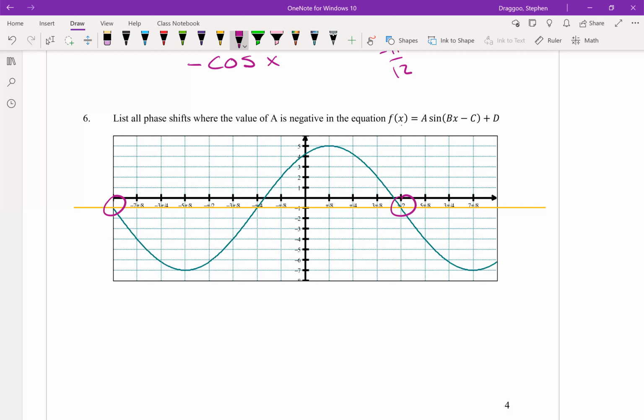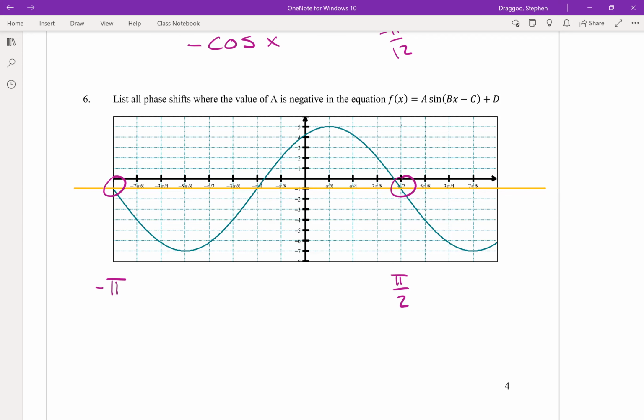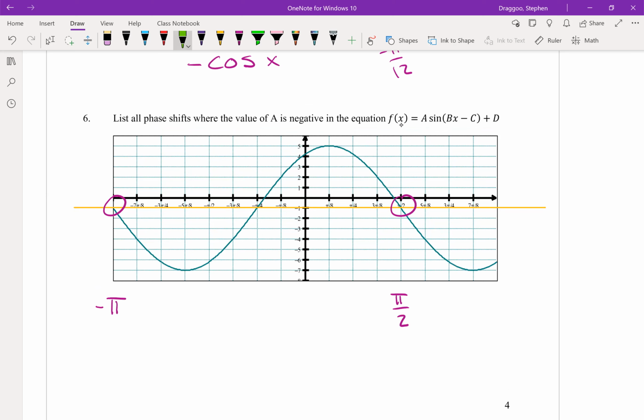So this guy over here on the right is at pi over 2. And over on the left, I believe that's at negative pi. So those would be my two options for a negative sine function. And for the sake of completeness, and since we've done it on all the others, come back. A positive sine function would be here at negative pi over 4. But for negative phase shifts, I get those two options: positive pi over 2 or negative pi.